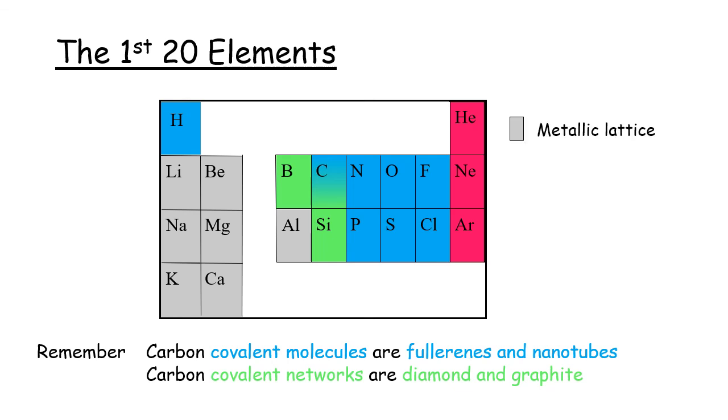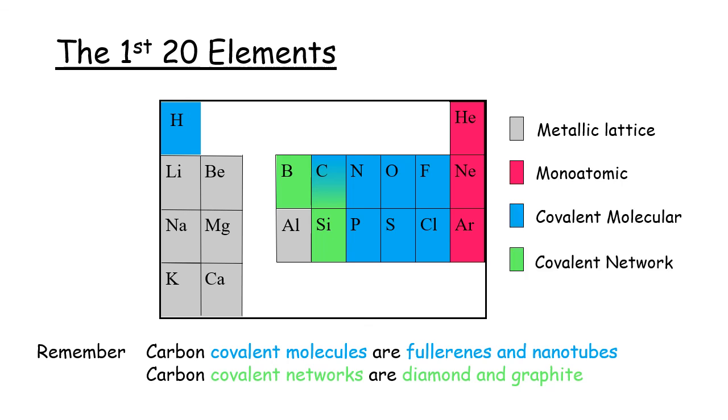So finally, to summarize, we'll just look at this version of the periodic table again. Remember, we have our metallic elements, we have our monoatomic elements, we have our covalent molecular elements, and we have our covalent networks. There are no ionic elements. And the final thing to remember is just be careful with carbon. Carbon has fullerenes and nanotubes, which are its molecular forms, and it has diamond and graphite that are its network forms. Okay, thanks for listening to the video. Hopefully you'll now be able to answer questions on the bonding that exists in the first 20 elements.